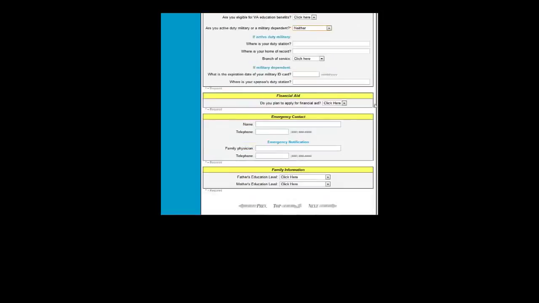Next is financial aid. Do you plan to apply for financial aid? Select yes or no. Now, you can put your emergency contact information should something happen to you on campus. We would have the appropriate person to contact. You can put your physician or telephone number if you wanted your physician contacted as well.